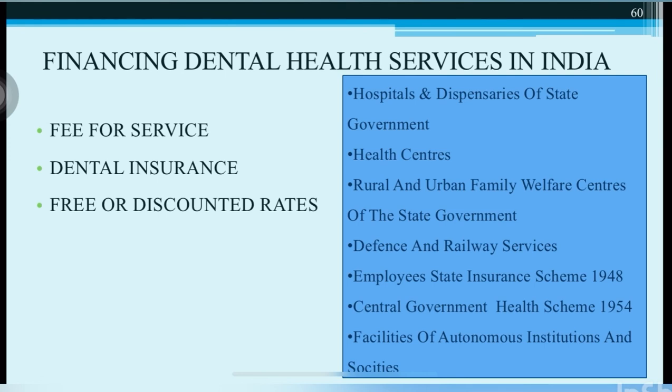First one is hospitals and dispensaries of state government, health centers, rural and urban family welfare centers of the state government, defense and railway services, ESIS 1948, CGHS 1954, facilities of autonomous institutions and societies.